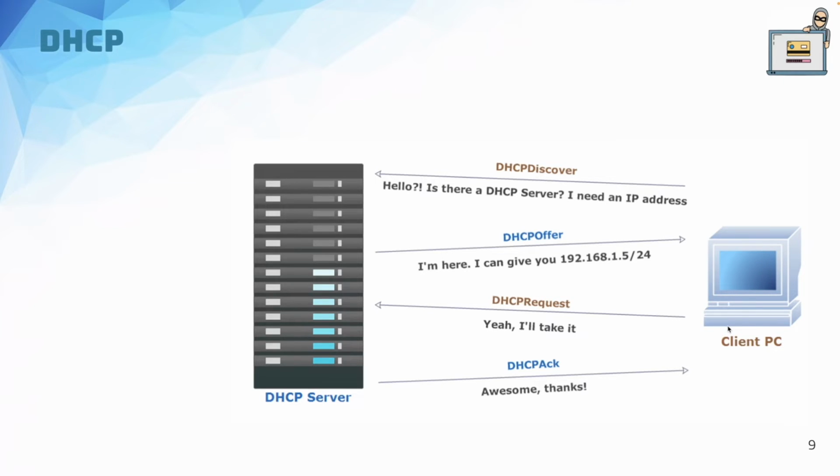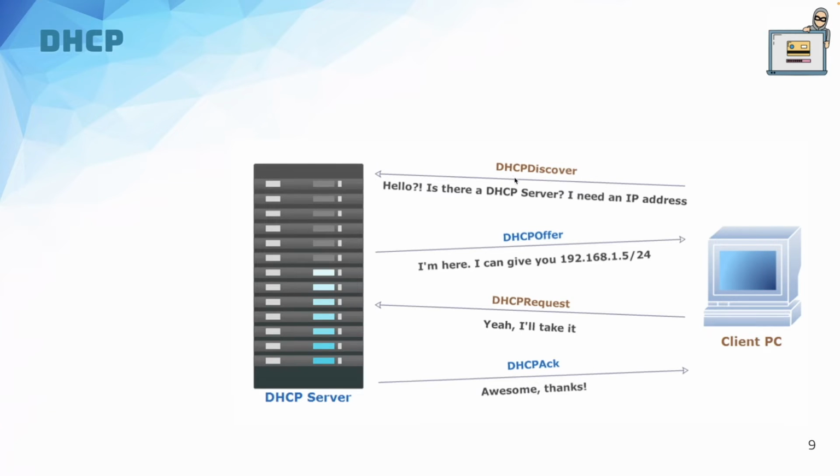You don't want your printer to change IP addresses every 5 minutes, because then you're going to have to reinstall your drivers every 5 minutes. So you're going to give that a static IP address in the DHCP server. You're going to say in the DHCP server, if this MAC address comes knocking, you give it this IP address. Then the client PC answers, yeah, I'll take it, and the DHCP sends a DHCP ACK.